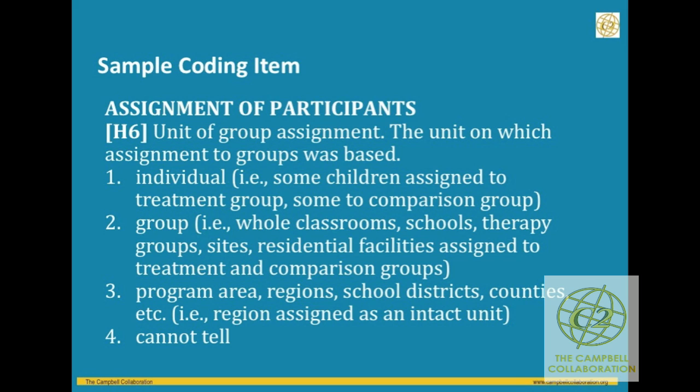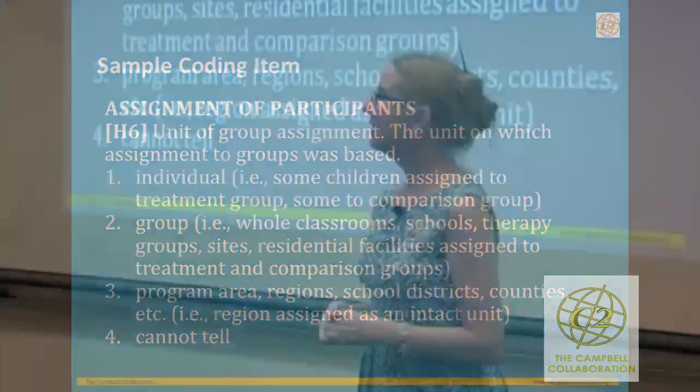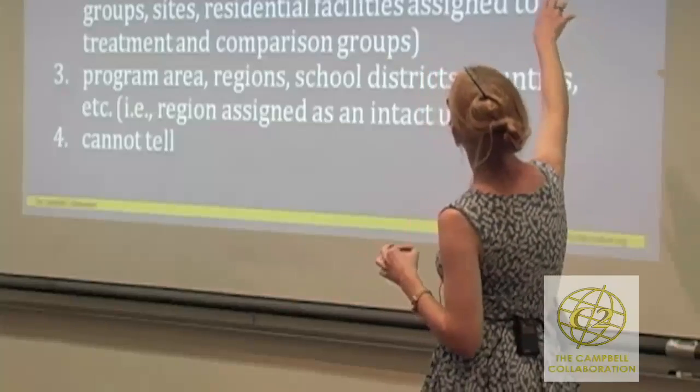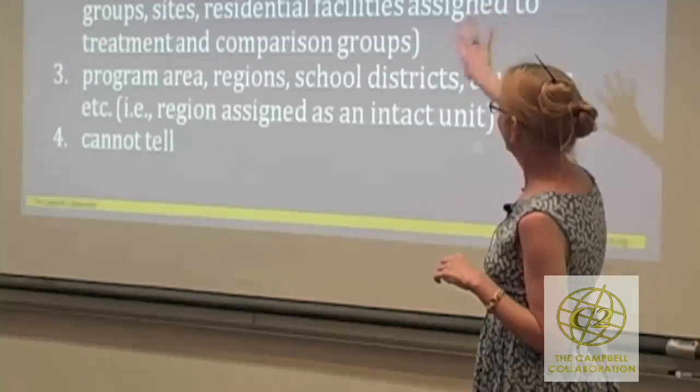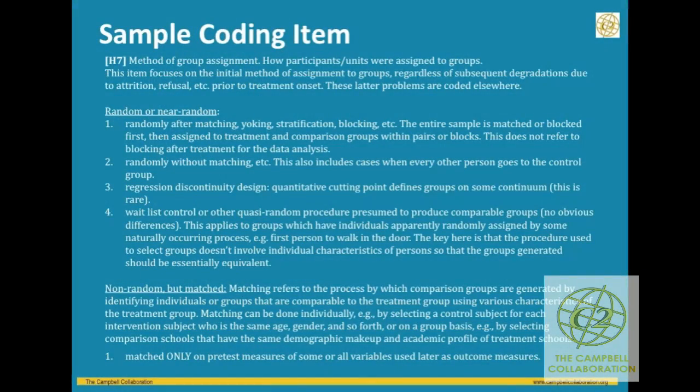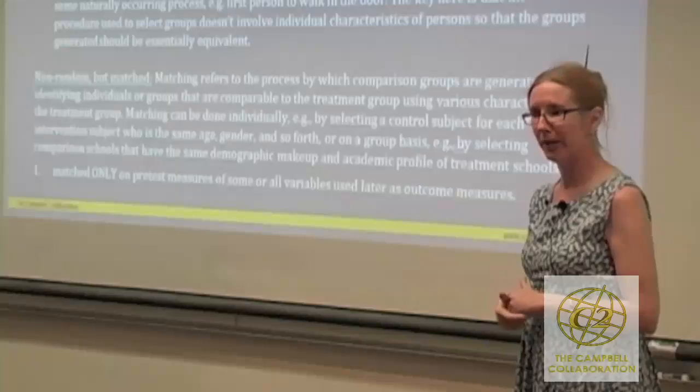Okay, here's a sample coding item that we use for assignment of participants to groups. The first part of this question is, what was the unit of assignment? And we go through and code and think about this. Then the second part, you won't be able to read this, but you can see how detailed our coding manuals get. This is a long, detailed description of all the different kinds of random or near random designs that we might see in the social literature and how to identify them. And we put lots of synonyms in here for our coding team so they can start learning the different ways that people talk about these designs.